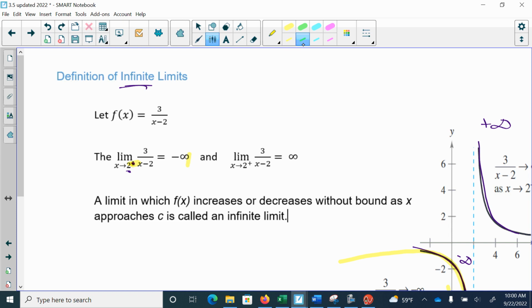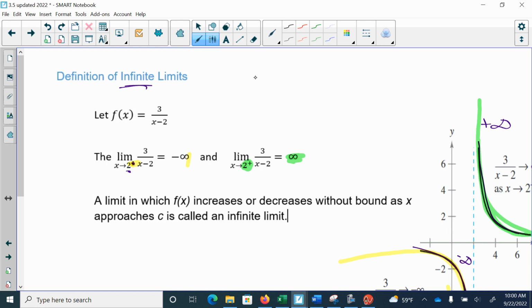And then this one, as I'm approaching 2 from the right, because that plus sign has a right, I'm approaching from the right, so I'm going this way. And that's why that answer, since it's going straight up, is infinity, which you technically should write positive infinity, but I usually just write positive sign.